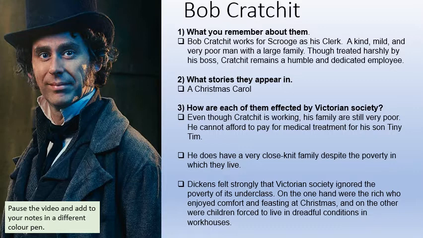How is he affected by Victorian society? Even though he's working, his family is still very poor. He cannot afford to pay for medical treatment for his son, Tiny Tim. He does have a very close-knit family, despite the poverty. Dickens felt strongly that Victorian society ignored the poverty of its underclass. On the one hand were the rich who enjoyed comfort and feasting at Christmas, and on the other were children forced to live in dreadful conditions in workhouses.